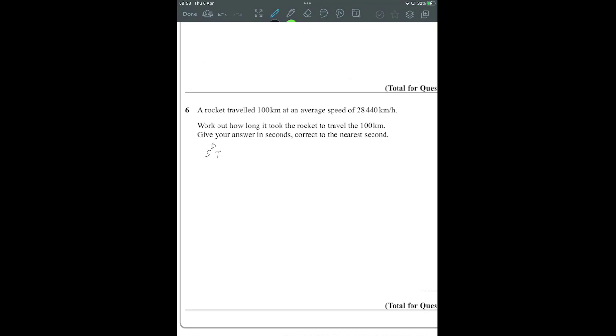So speed equals distance over time. We're looking for time. So rearranging that formula is distance over speed. Oh, that's already the wrong way up. So distance over speed, we're going 100 kilometers at a speed of 28,440. My calculator is going to give me that number.